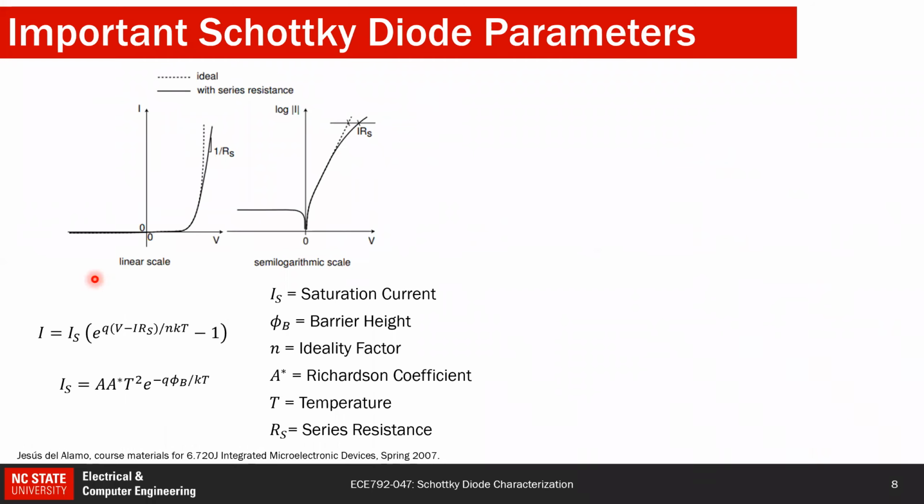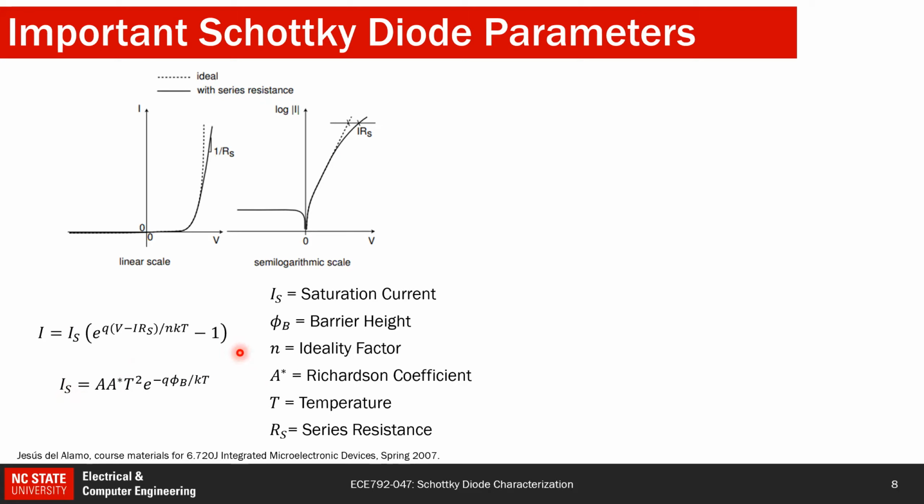Now I would like to show how we can derive an equation using electrostatics, and that will then predict how much current we will have based on these parameters. This is the equation for the current, where IS is a saturation current or a reverse leakage current that is fixed. Based on the voltage, the current increases exponentially. The equation for IS can be given as this, where A star is the Richardson coefficient, and based on your barrier height, you can find the leakage current.